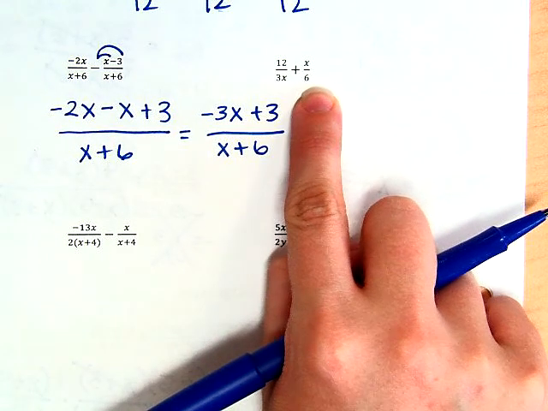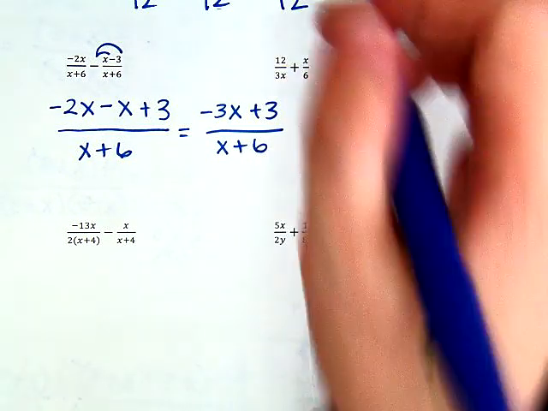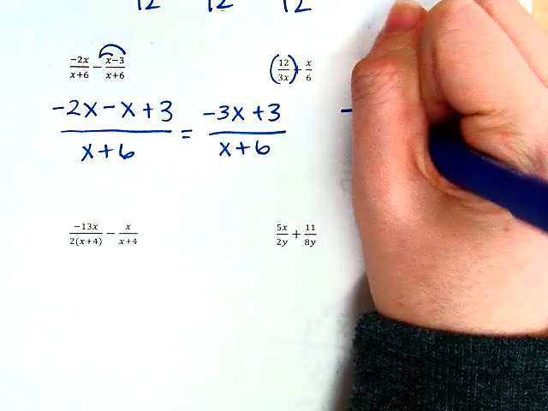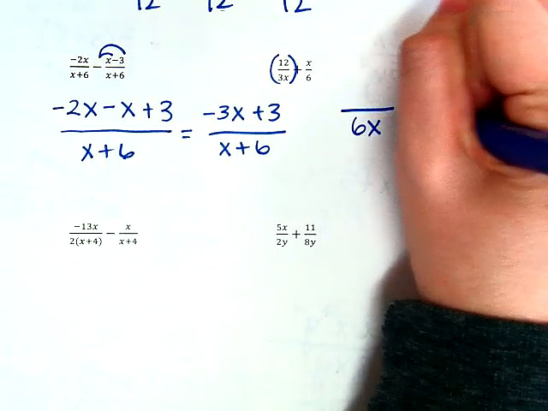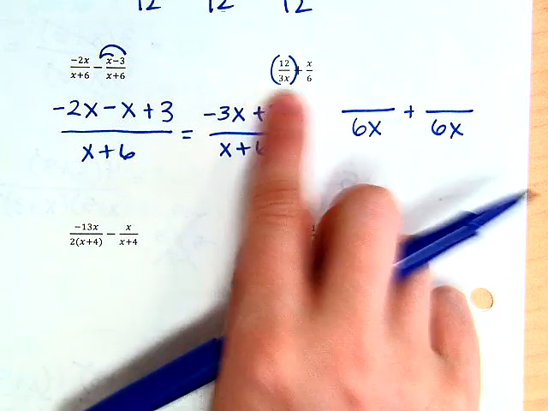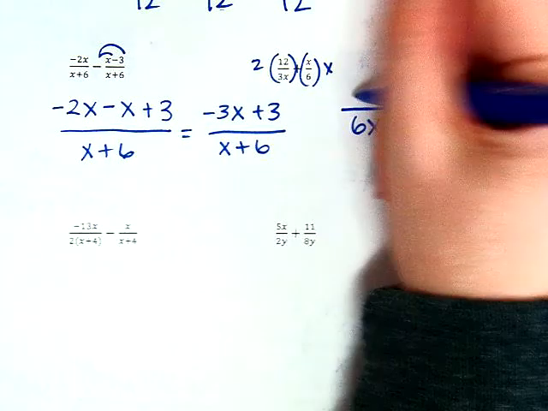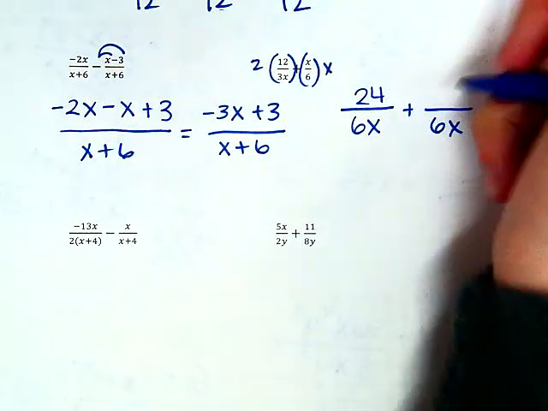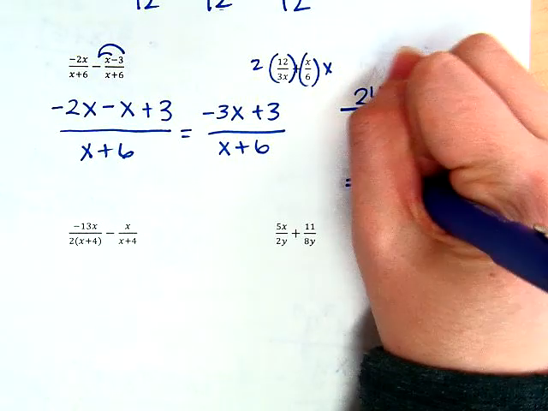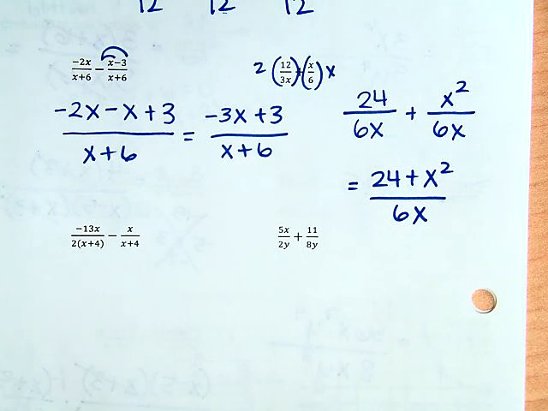Uh-oh, no common denominator, so we need to get one. Now, 3 and 6, those are nice numbers. So I'm going to make a common denominator of 6x. What if my common denominator is 6x? Because this one, I just have to multiply by x. This one, I multiply by 2. So when I do that, I get 24 over 6x plus x squared over 6x. Now I can add them together. My answer would be 24 plus x squared over 6x.